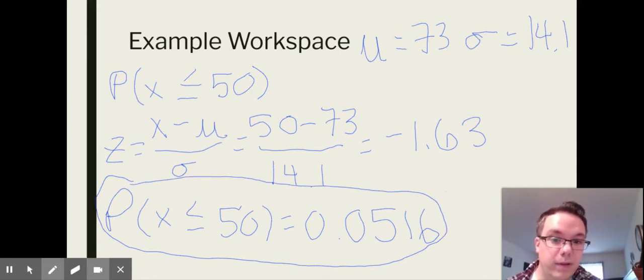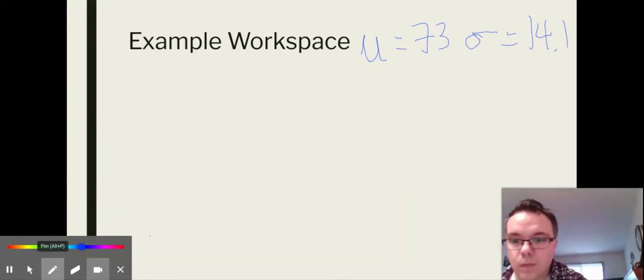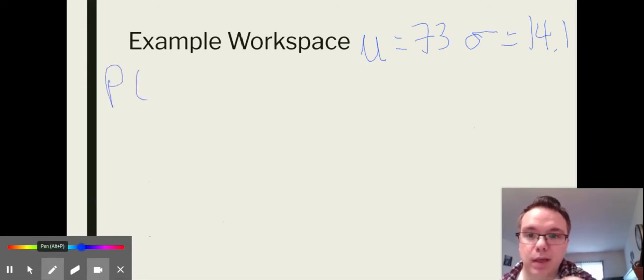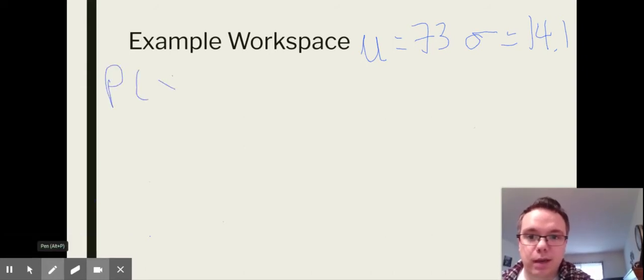All right, so that was the first example. The second example asks about 90. Our second example was the probability that there are more than 90 seals. So we want the probability that X is greater than 90.